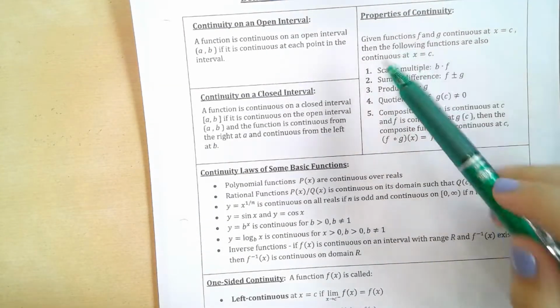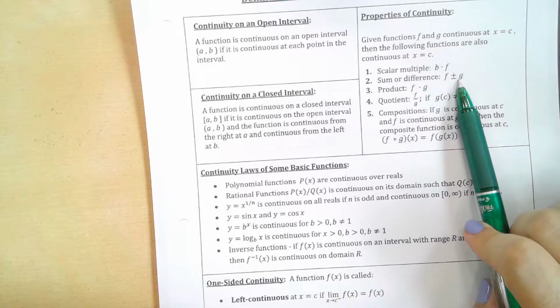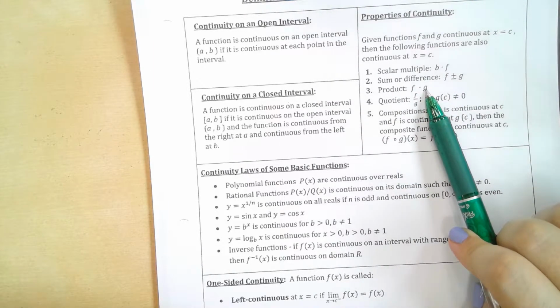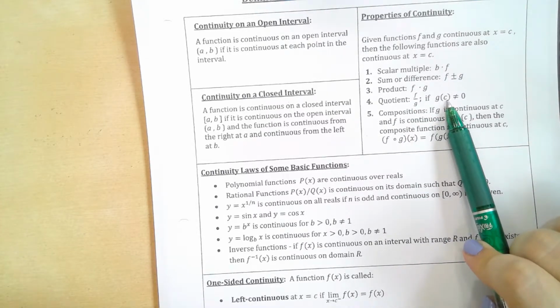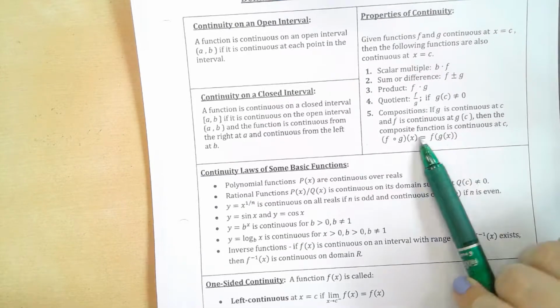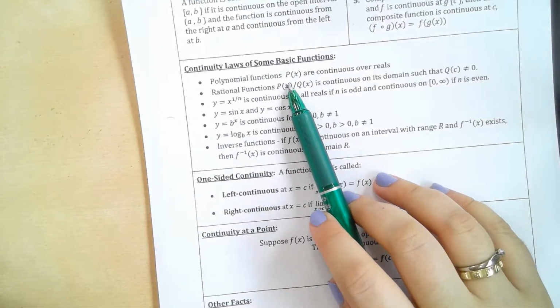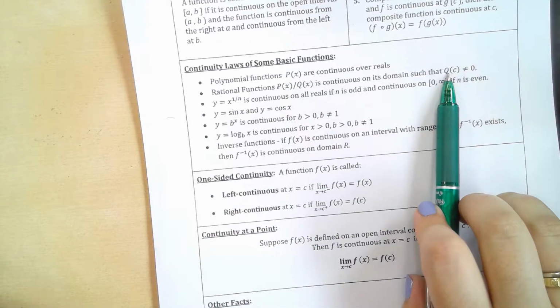Properties of continuity. You can multiply by a scalar, and it will still be continuous. The sum or difference of two continuous functions will still be continuous. The product of two continuous functions, still continuous. The quotient, if g of c is not equal to 0, is still continuous. Compositions, they're still continuous. Basic stuff right there. Polynomials are continuous over the real numbers. Rationals are continuous if q of c is not equal to 0. Your domain cannot be 0, or your denominator, excuse me.